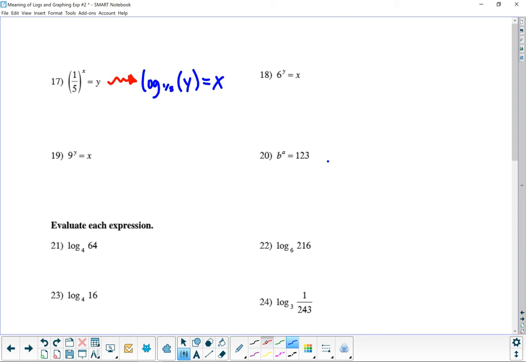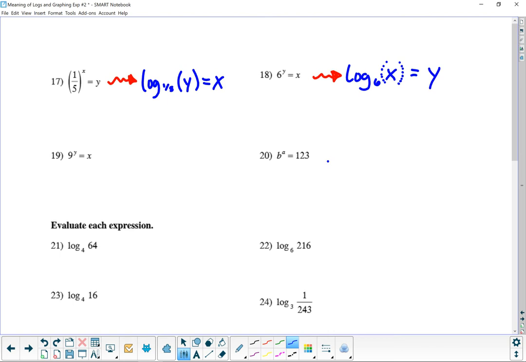Okay, this one, we have log base 6, because this is exponential base 6. So log base 6 of x, and that's going to equal y. And you don't have to put parentheses, but you could. I mean, it doesn't hurt to put parentheses. Here, I'll put it as a dotted or invisible parentheses.